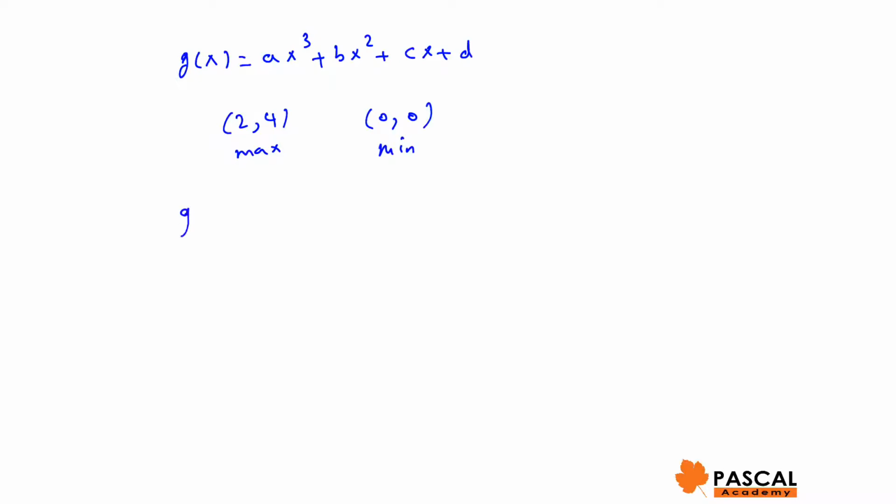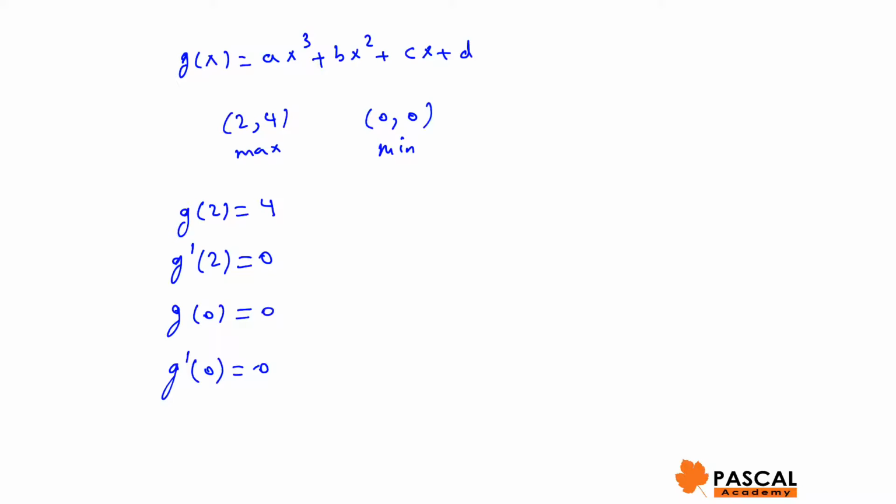First of all, g of 2 is 4. G prime of 2 is 0. 2 and 4 is a maximum. The coordinates of the point satisfies the equation. That means g of 2 is 4. G prime of 2 is 0 because 2 is a critical number. G of 0 is 0. And g prime of 0 is also 0. X equals 0 is a critical number.